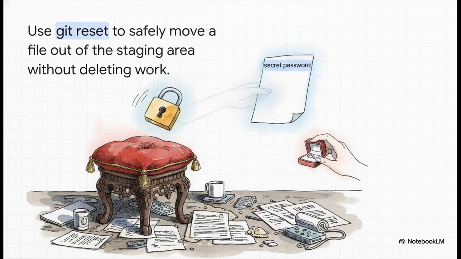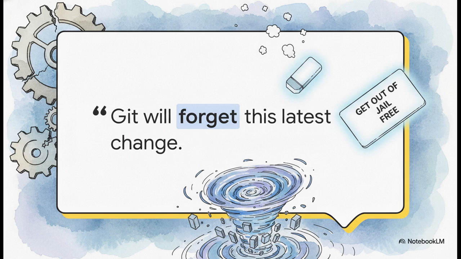Think of this as a soft undo. It safely moves the file completely out of the staging area back to just being modified. It cancels the engagement, but, and this is key, it doesn't delete a single line of the code you worked so hard to type. But what if you went all the way? What if you actually committed the mistake? You officially got married to the terrible code.